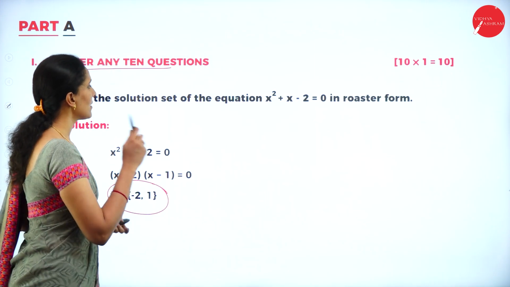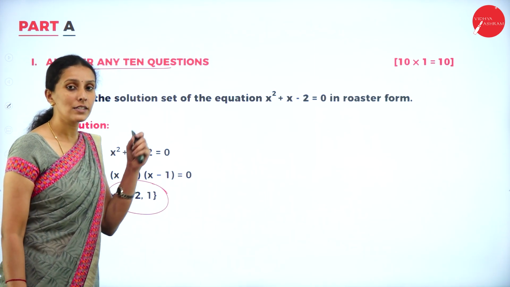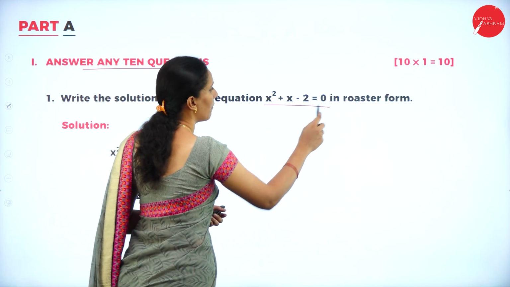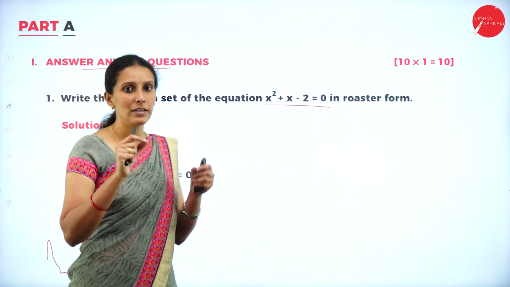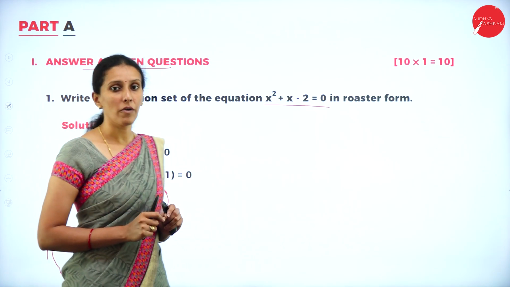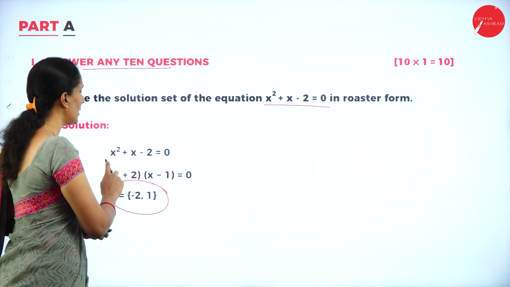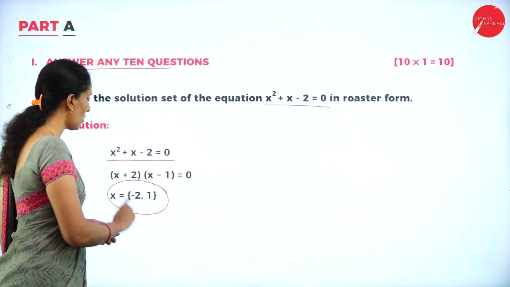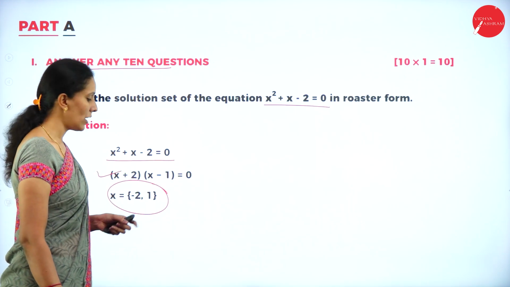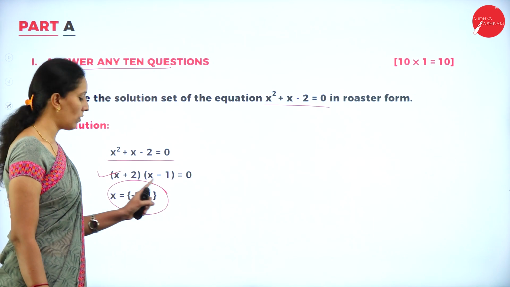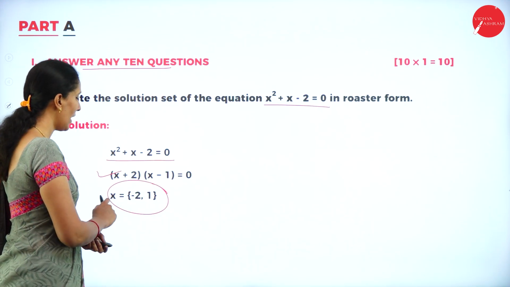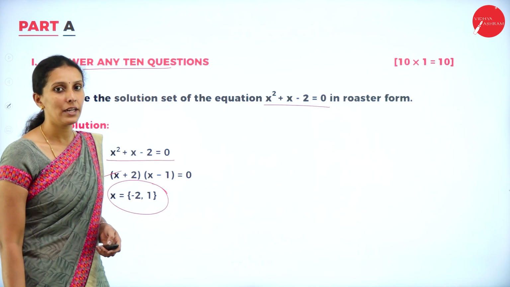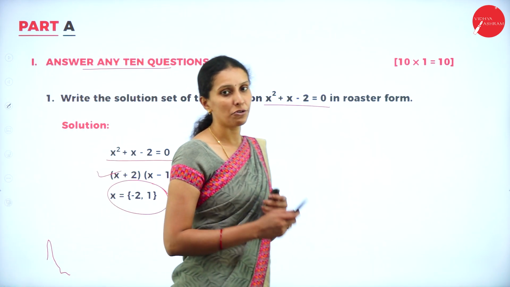So here is the question given. We need to find the solution for this and we have to write it in roster form. Roster form means listing the elements in the form of a set. When you find the solution for this equation, these are the factors. Hence when you equate it to 0, you will get x is equal to minus 2 and x is equal to 1. Hence we have written x is equal to minus 2, 1 as the solution set.